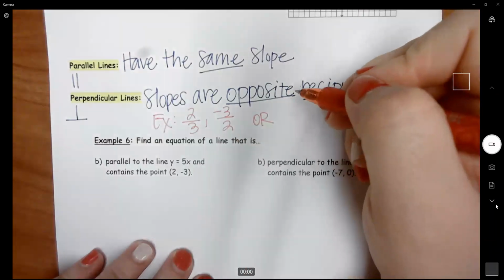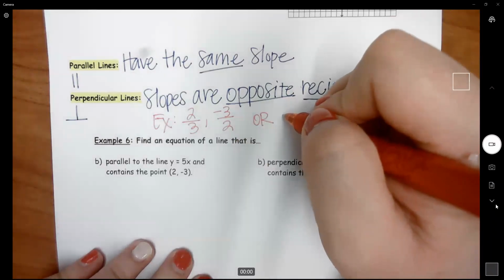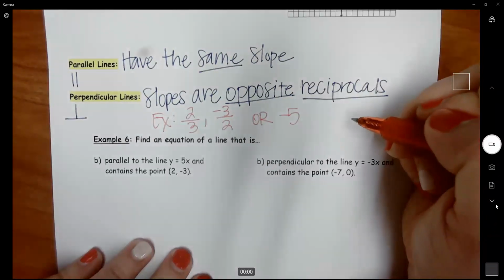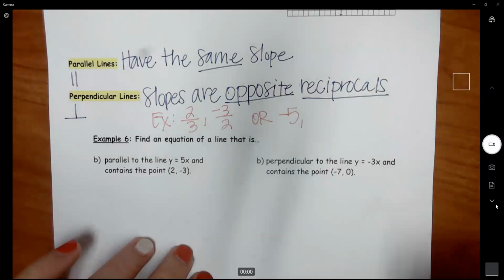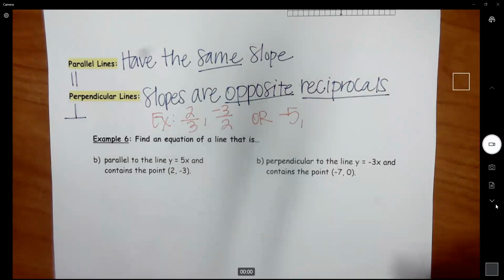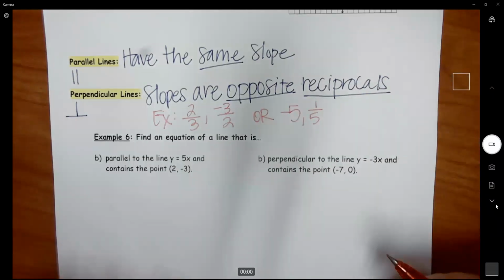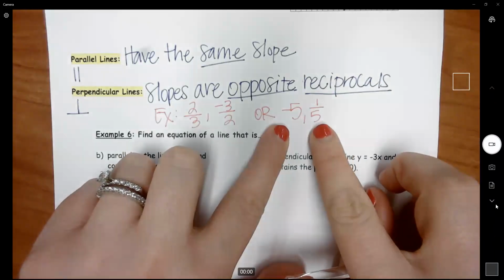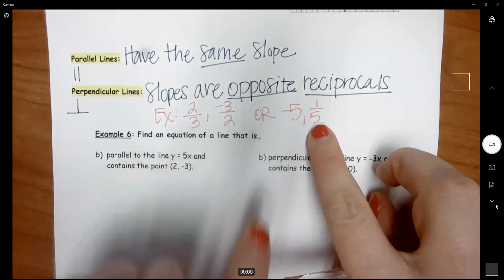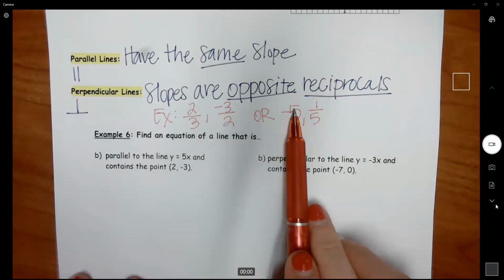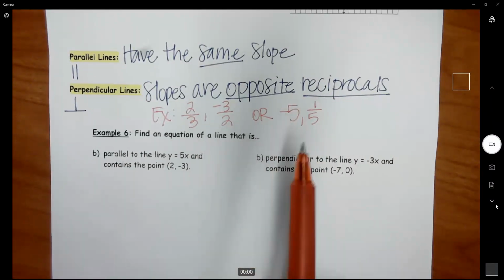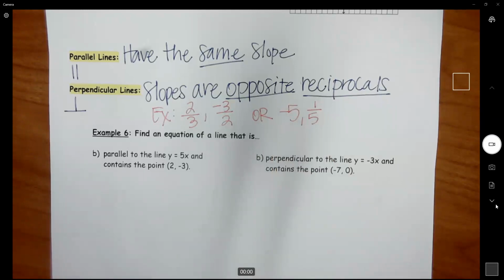Okay, another example. If I have something like -5, its opposite reciprocal would be 1/5. One is negative, one is positive. You can rewrite -5 as -5/1. And so to flip that fraction, now it is 1/5.